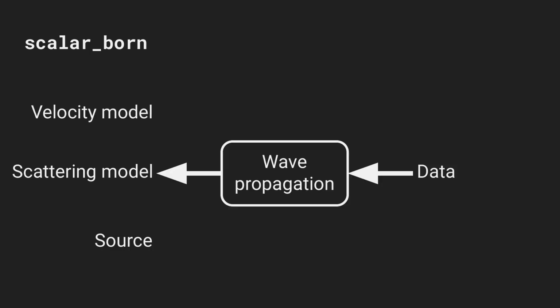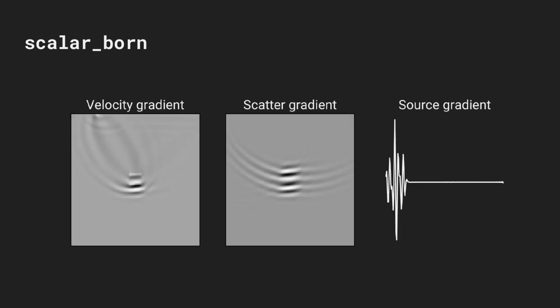The traditional use of a Born propagator is to invert for the scattering model, as that's what you do during LSRTM. But Deepwave allows you to backpropagate into the other inputs, and so calculate gradients with respect to any of them. Here are the gradients we get if we backpropagate the receiver recordings from the scattered wave field into the three different inputs using the model we just saw.